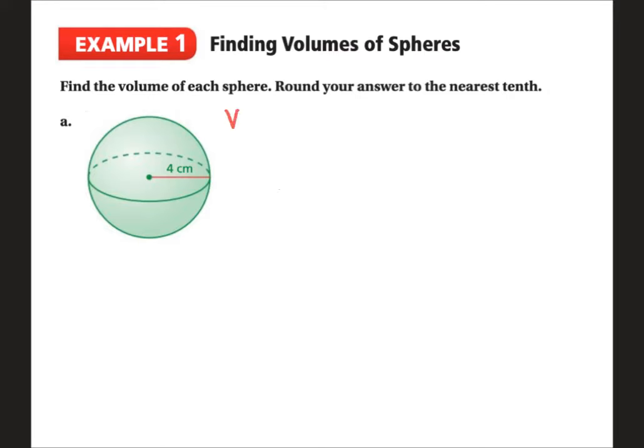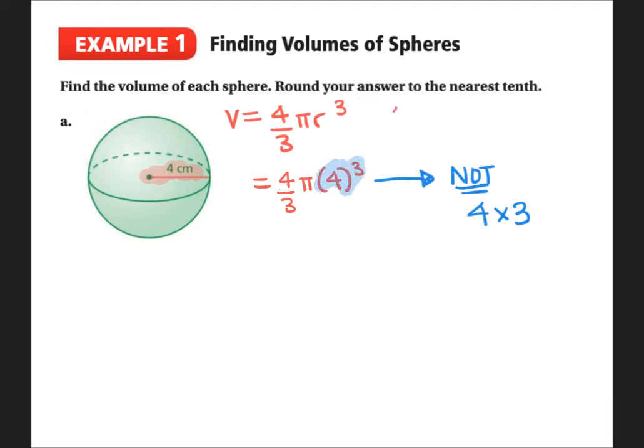First thing we're going to do is write down our formula. So volume is equal to 4/3 pi r cubed. We're going to identify that this here is our radius, so we're going to substitute that in. We've got 4/3 pi and I've got 4 cubed. Now let's not forget that 4 cubed does not mean 4 times 3. It does mean 4 times 4 times 4, and that's going to give us 64. So we get 4/3 pi times 64, and I'm going to simplify that. So I get 256 pi divided by 3.